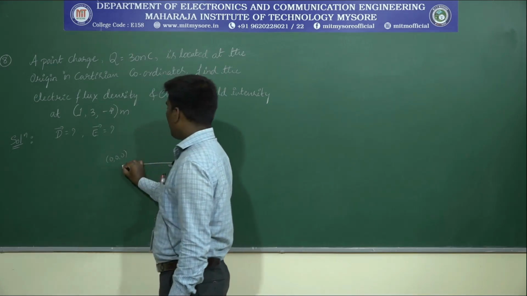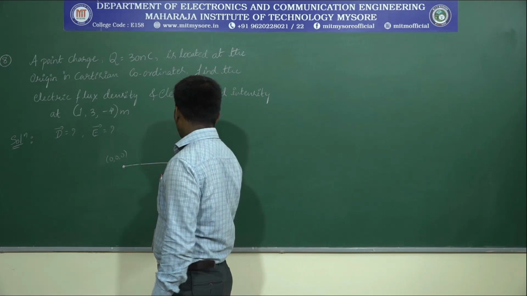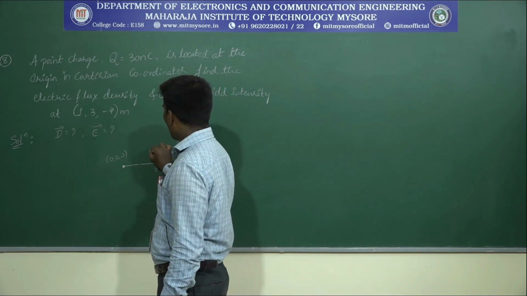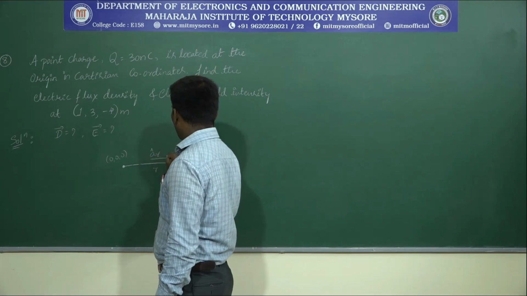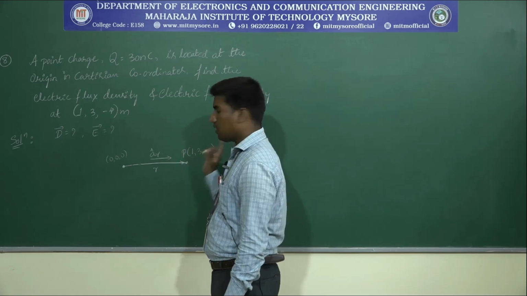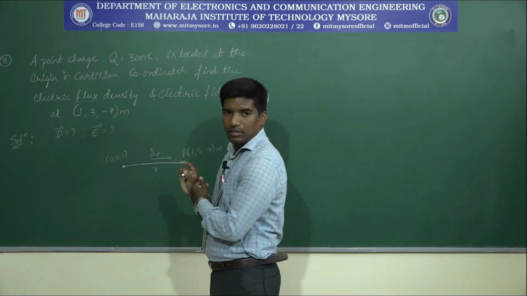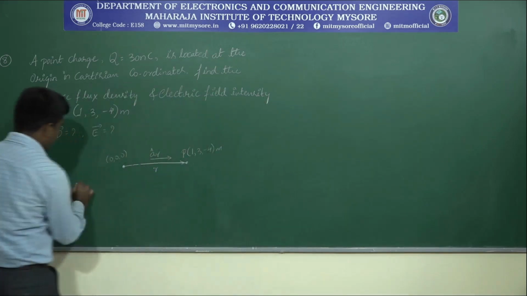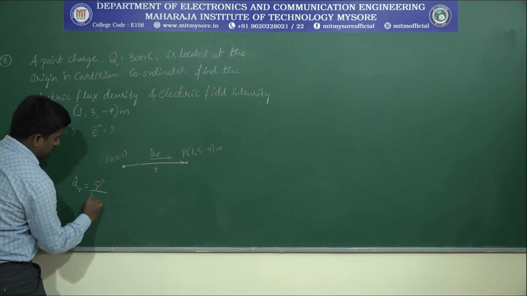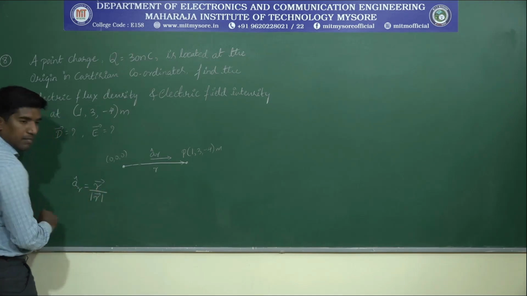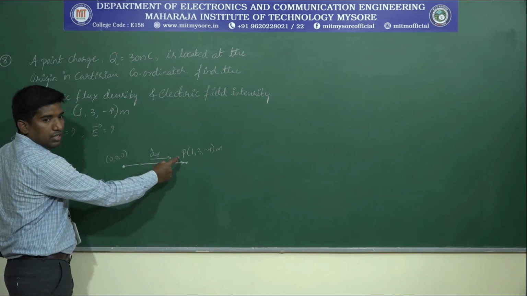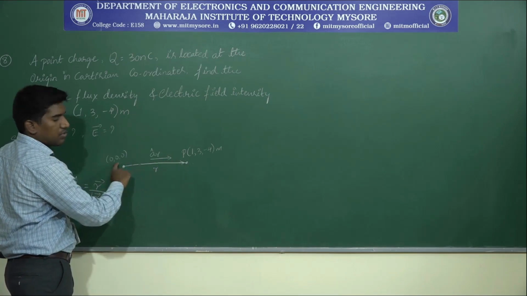The distance between this origin and this point P is r. The unit vector is acting along this direction. Now we need to calculate the unit vector a cap r. We know that unit vector a cap r is equal to vector divided by its magnitude, right? So how to calculate r? By using the distance formula. We know the thumb rule, tip minus tail.